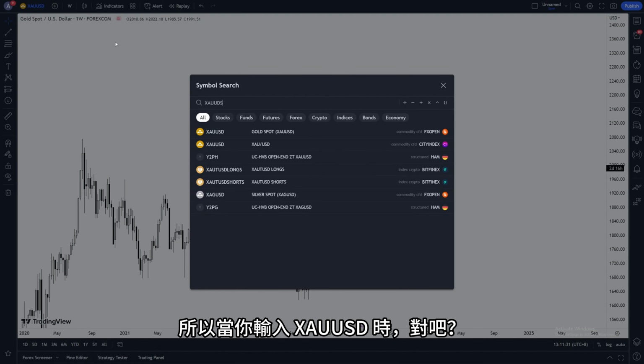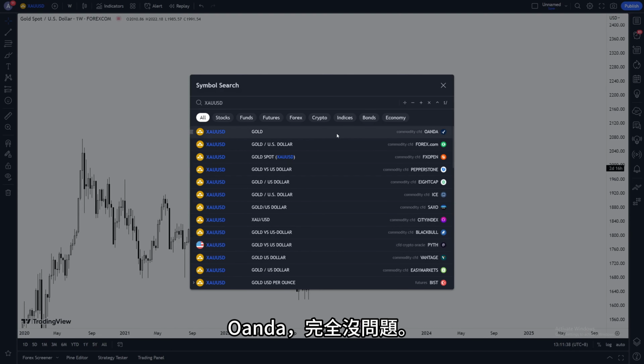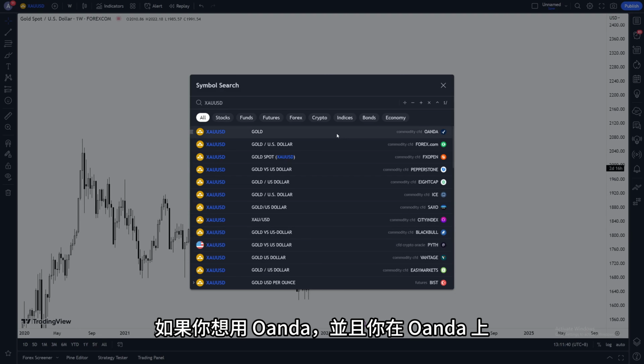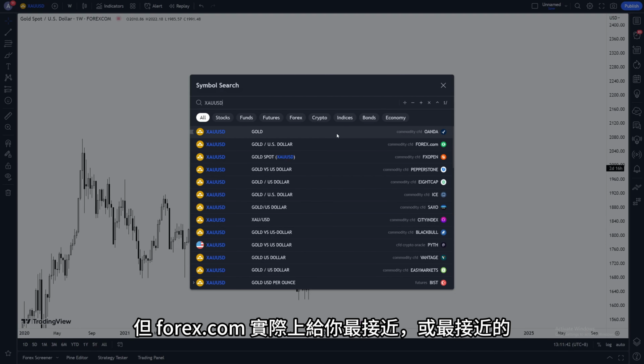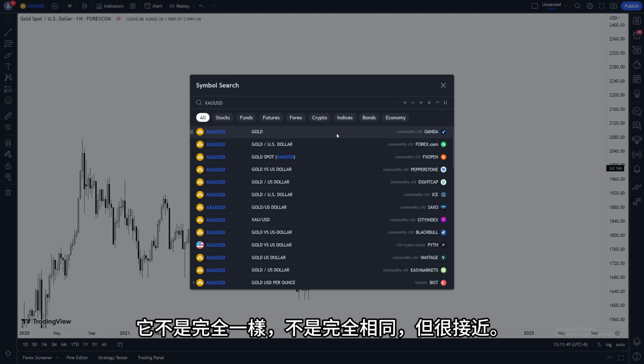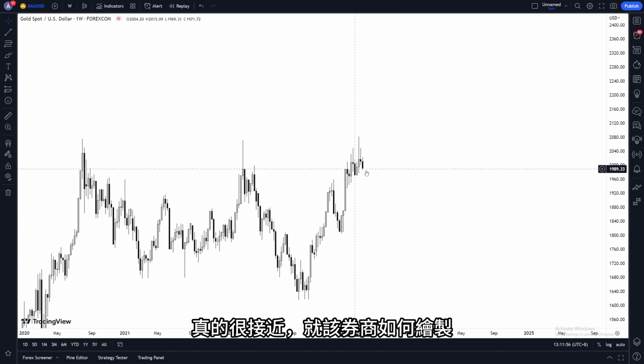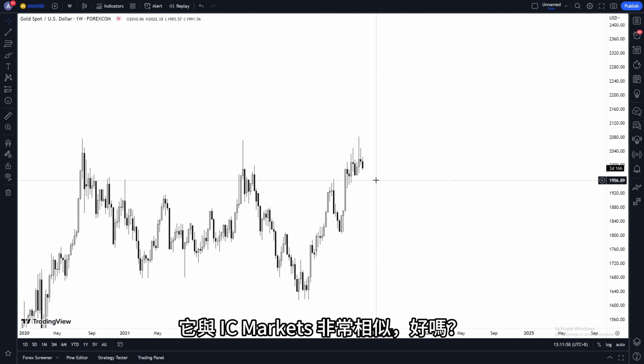When you type XAUUSD, you have Oanda, forex.com, and so on. Oanda is perfectly fine. If you want to use Oanda and you've been seeing success with it, beautiful. But forex.com gives you one of the closest broker feeds. It's not identical, but it's really close in terms of how that broker prints its candles. It's very similar to IC Markets.